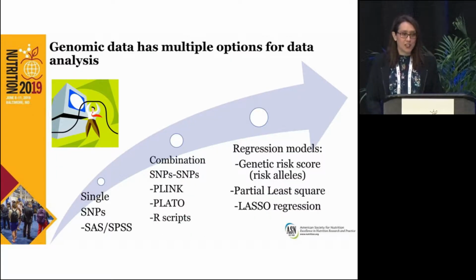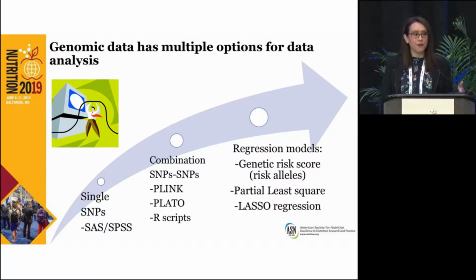Also, the analysis is changing so fast that we're moving from a single analysis, analyzing just one SNP, to the possibility of exploring combinations of SNP interactions, using specific software like PLINK and PLATO or R-squared scripts, that allow us to understand the impact of two SNPs, three SNPs. The models that I'm going to present today allow us to explain a combination of SNPs that could explain the phenotype.